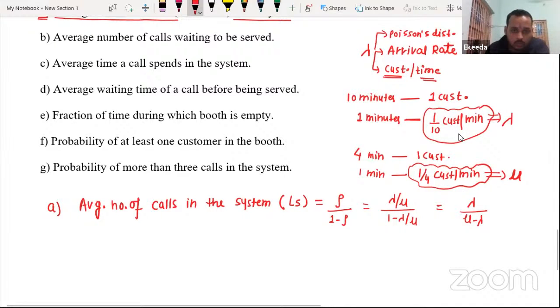So what you can do, you can just put the data. Lambda we have calculated, this is going to be 0.1. Mu is 1 by 4, it is 0.25. So the average number of customers or calls in the system, LS, is lambda upon mu minus lambda, which is 0.1 upon 0.25 minus 0.1. This is going to be 0.667.